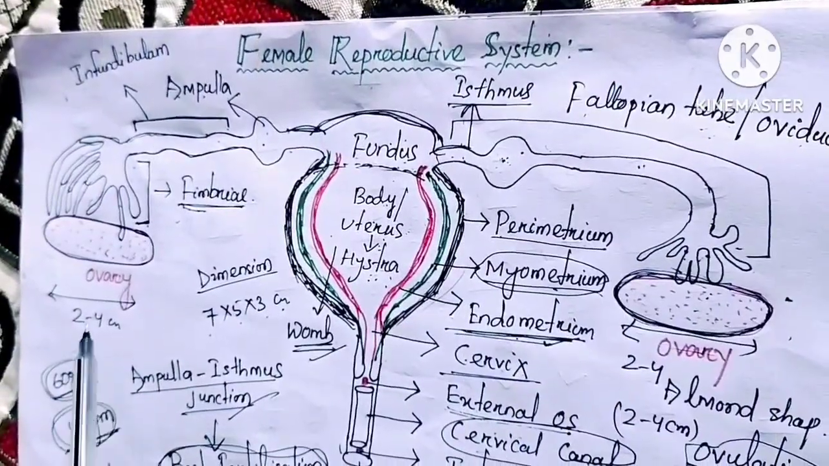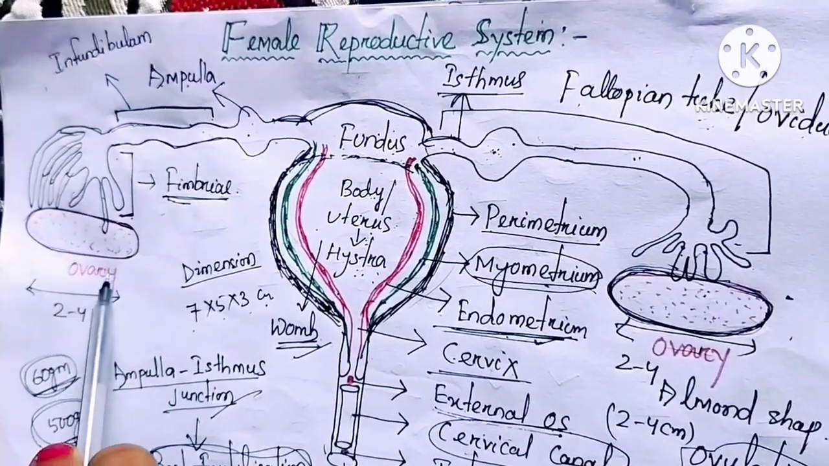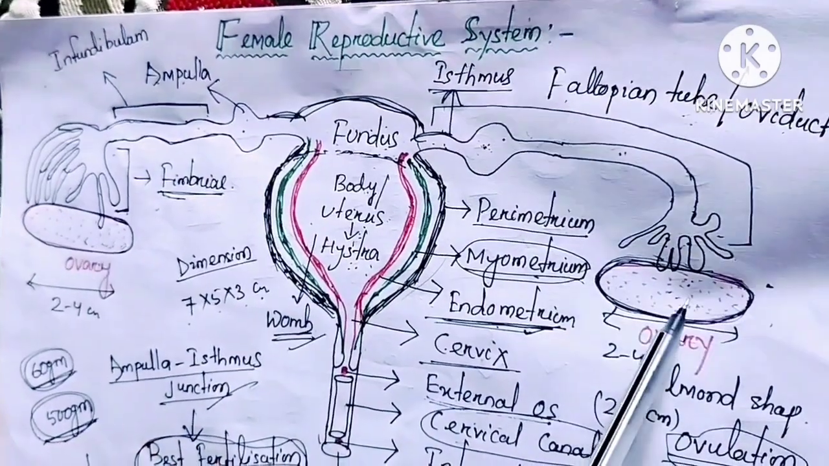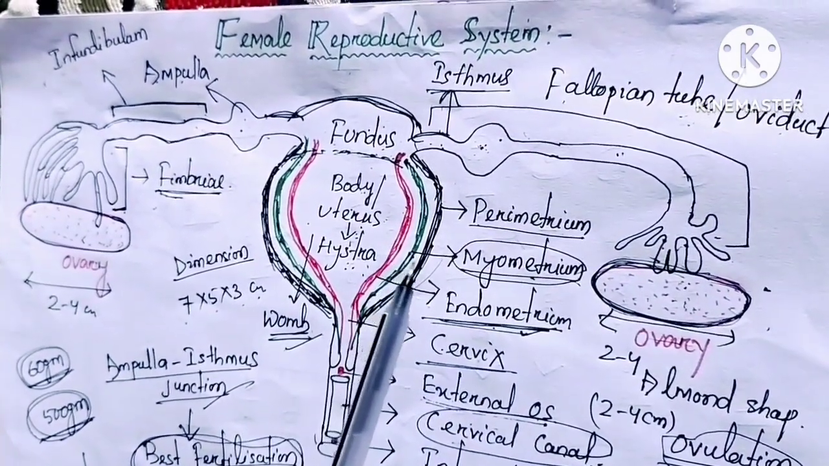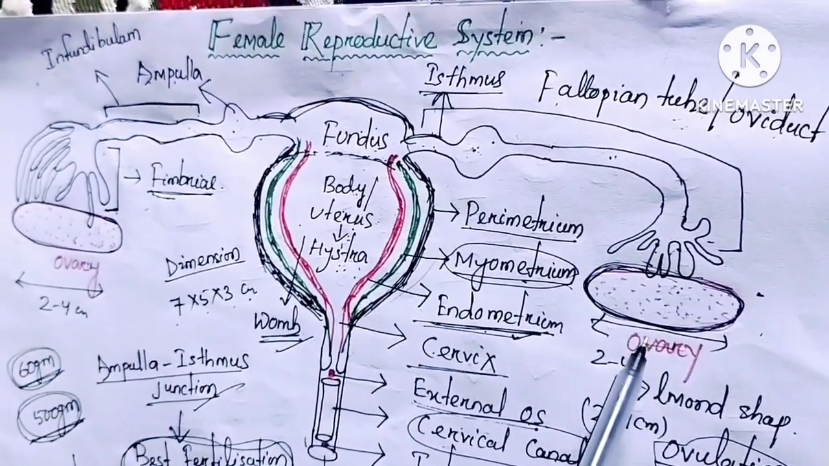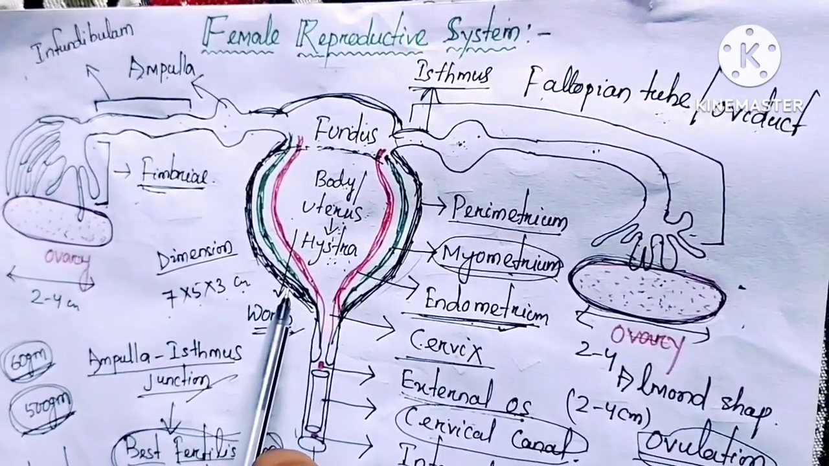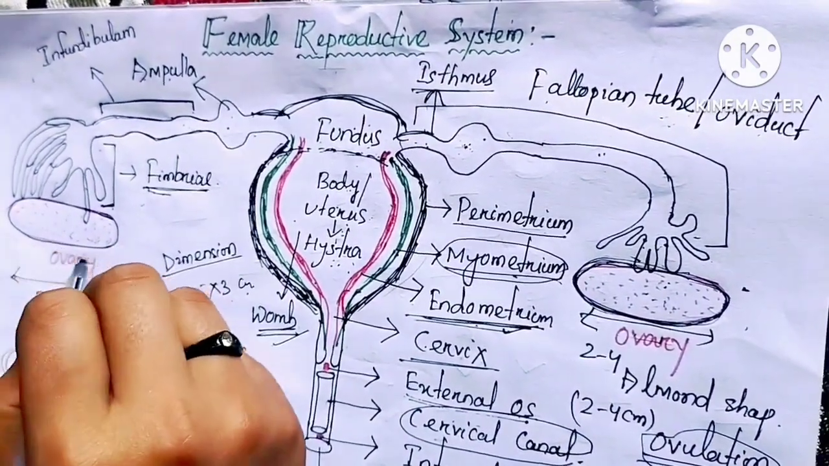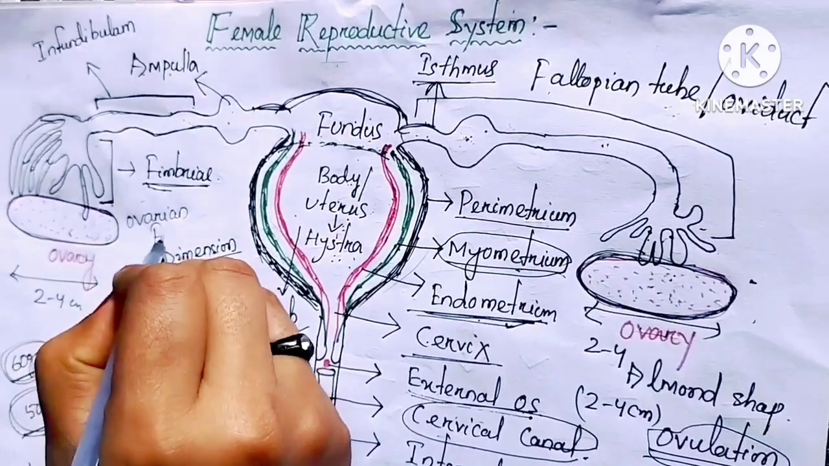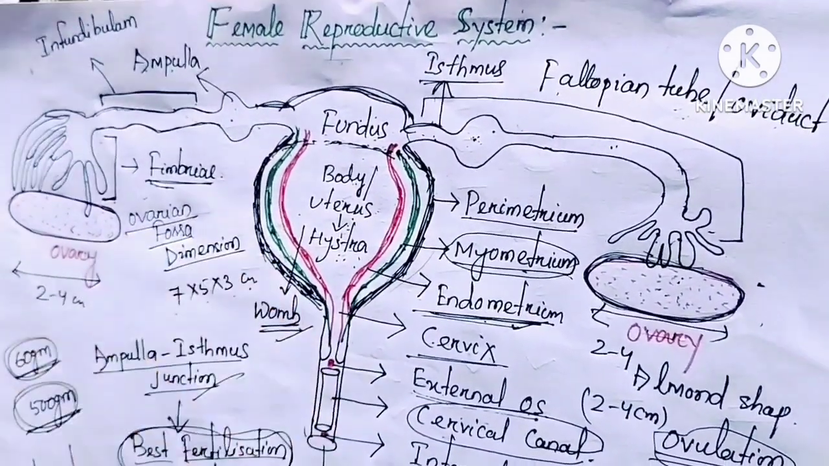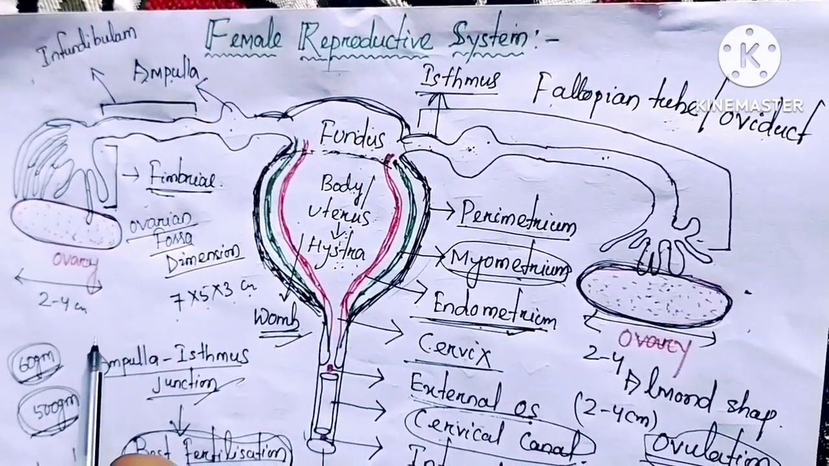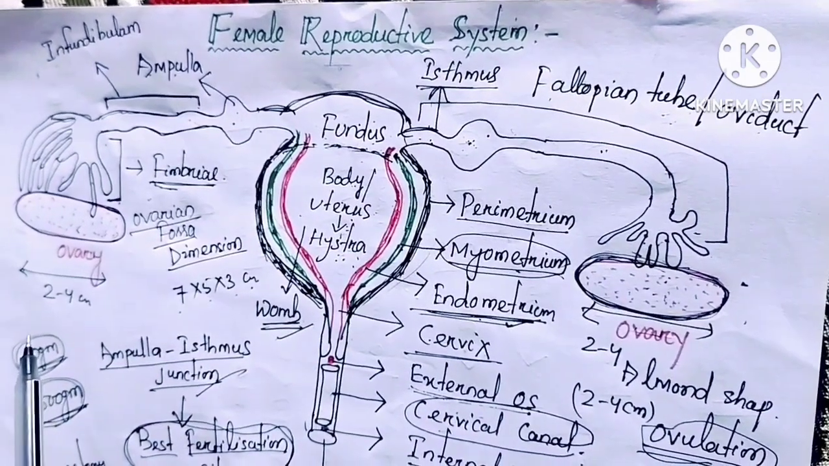There are two ovaries, on the left side and the right side of the uterus. They are present in a portion termed the ovarian fossa. The two ovaries are present on two sides of the uterus in a portion called the ovarian fossa.